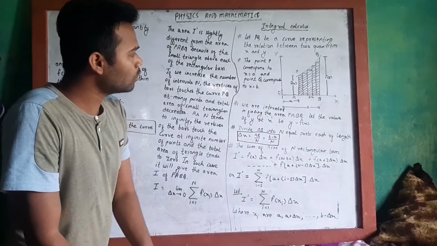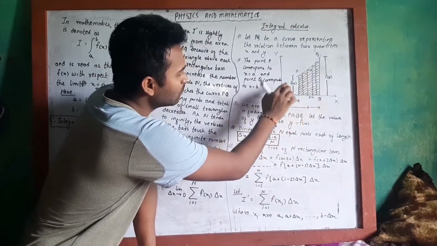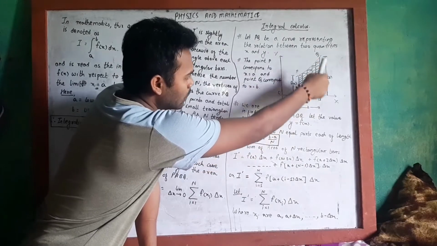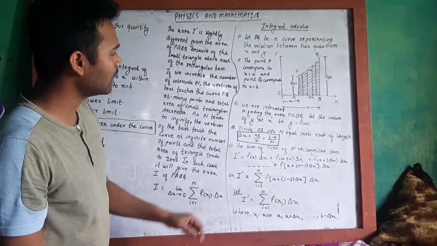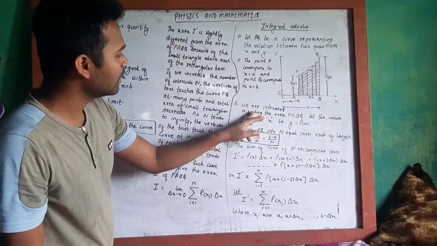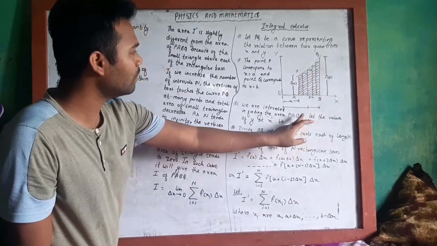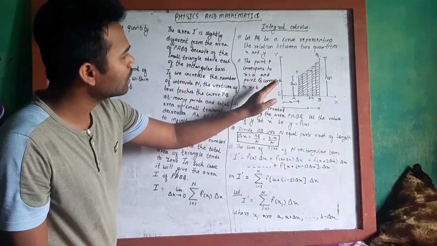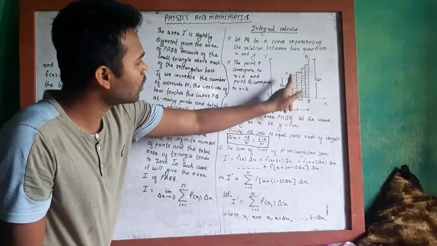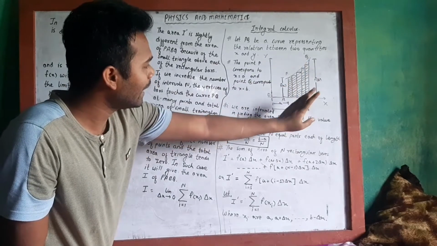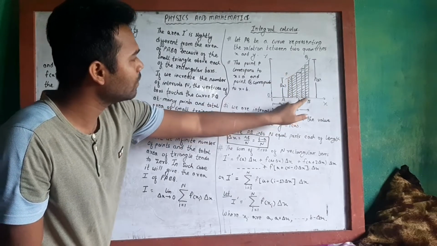Now here what we will do is we'll draw perpendicular lines on the x axis from the points P and Q. Now here we are interested in finding the area of PABQ. That means we are interested in finding the area under the curve from point P to Q with the x axis, or simply the area of PABQ.